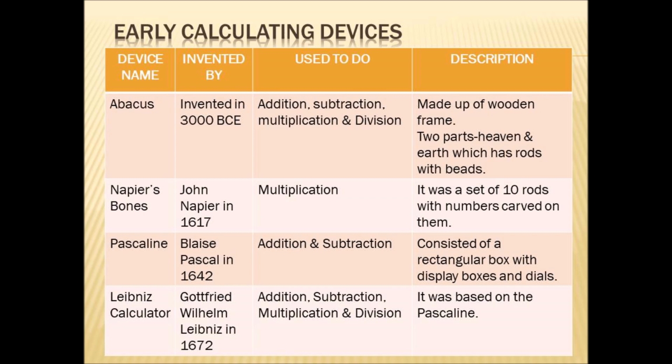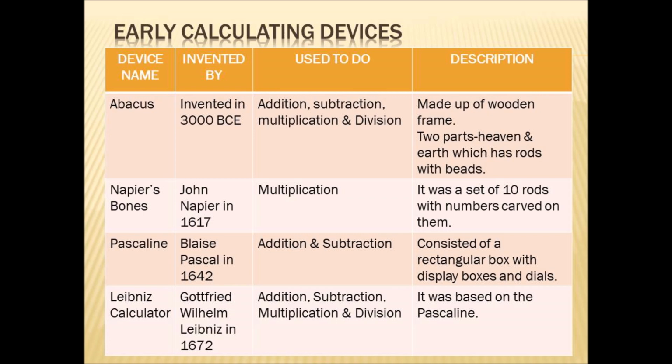Third device is Pascaline. It was invented by Blaise Pascal in 1642. It is used to do addition and subtraction. With the help of Pascaline, you can do addition and subtraction. It consists of a rectangular box which has display boxes and dials. If you see the picture in the book, you can understand it easily.